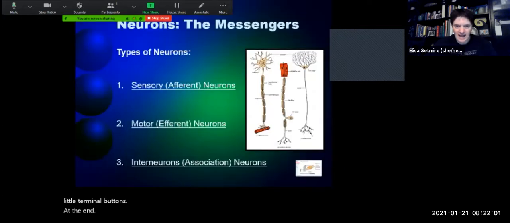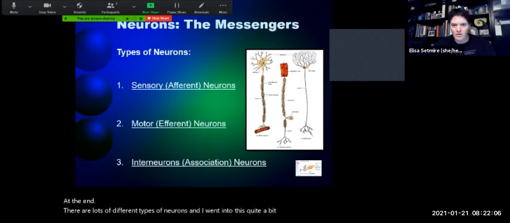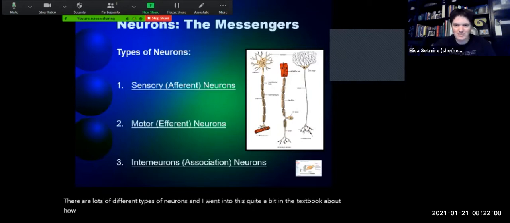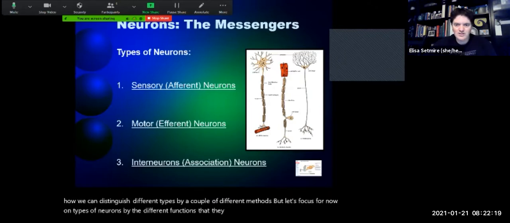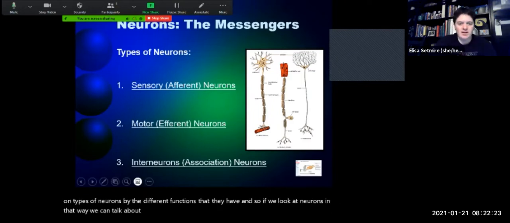There are lots of different types of neurons, and I went into this quite a bit in the textbook about how we can distinguish different types by a couple of different methods. But let's focus for now on types of neurons by the different functions that they have. And so if we look at neurons in that way, we can talk about three different types.